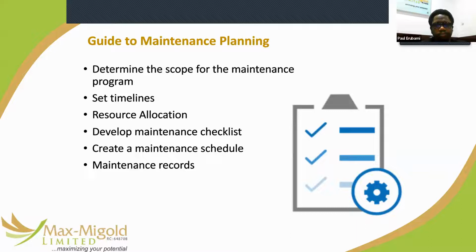So we're still building up to what makes up a maintenance plan: the scope of the maintenance program, timelines for each activity, resource allocation, who will do what, and a maintenance checklist, which is like a quality assurance tool or a quality control tool. It helps you determine whether the maintenance has been done and to what quality it has been done. So if somebody has done a maintenance activity, a checklist helps you to tick, tick, tick, tick, tick, and verify that it was done well and the output is also good.